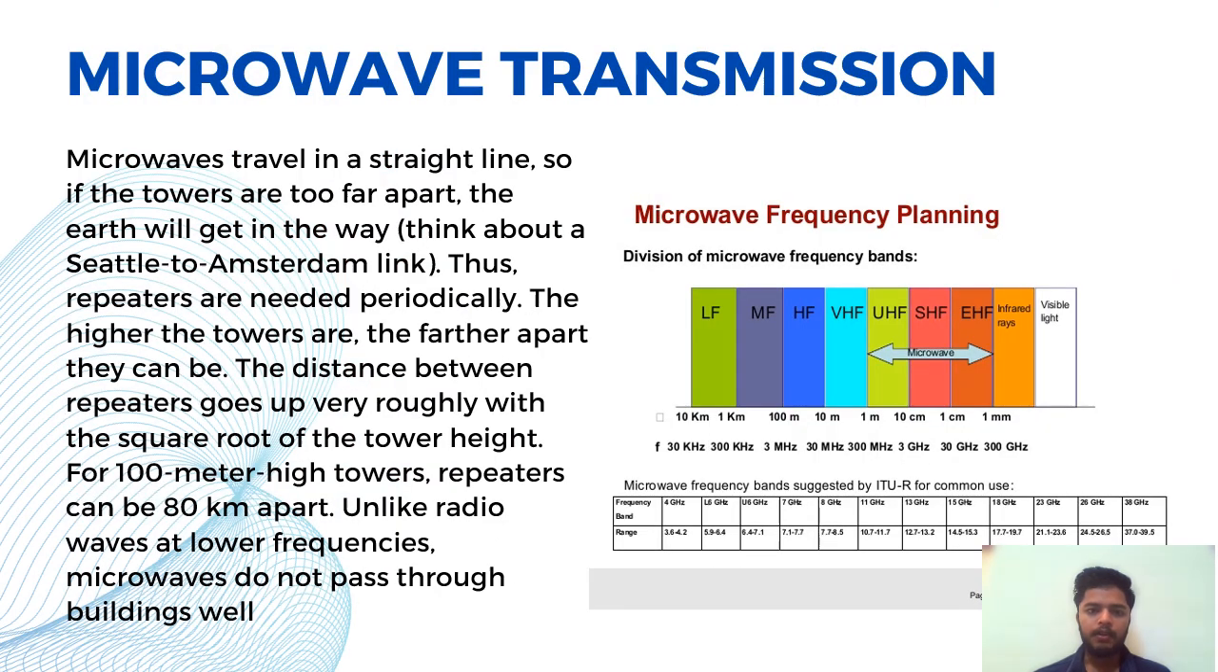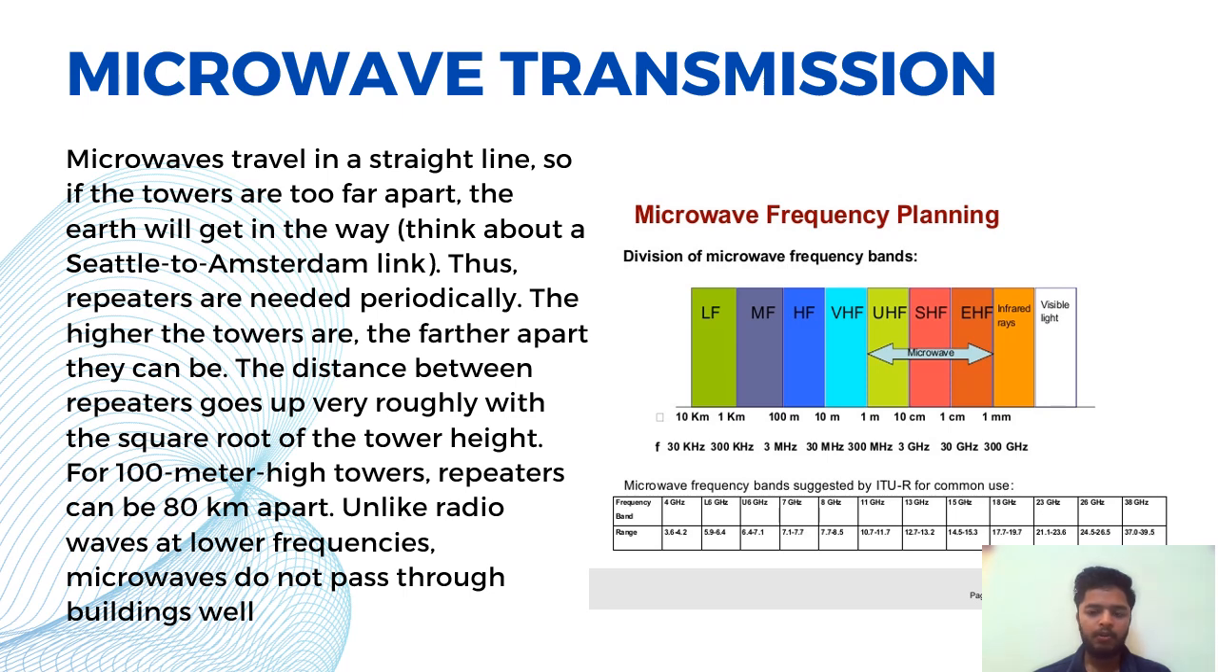Microwave transmission. Microwaves travel in a straight line, so if the towers are too far apart, the earth will get in the way. Think about a Seattle to Amsterdam link. Thus repeaters are needed periodically. The higher the towers are, the further apart they can be. The distance between repeaters goes up very roughly with the square root of the tower height. For 100-meter high towers, repeaters can be 80 km apart.